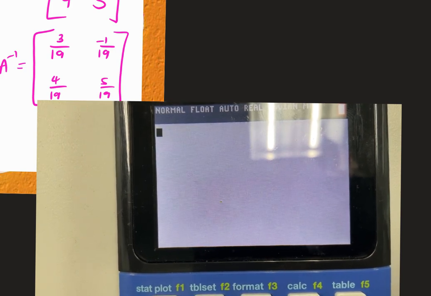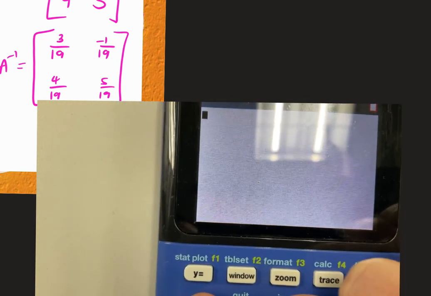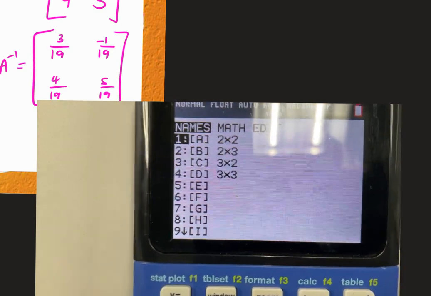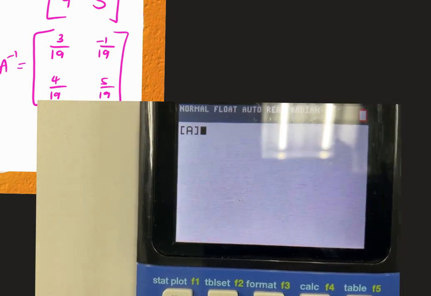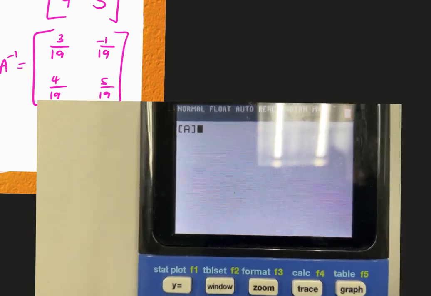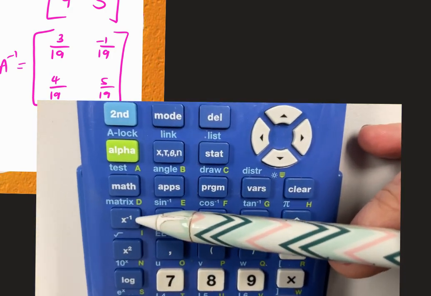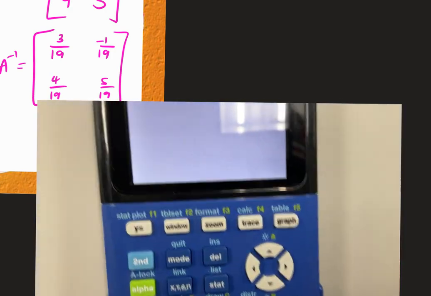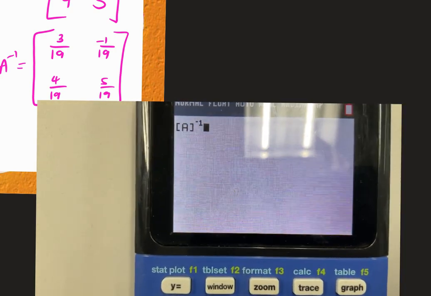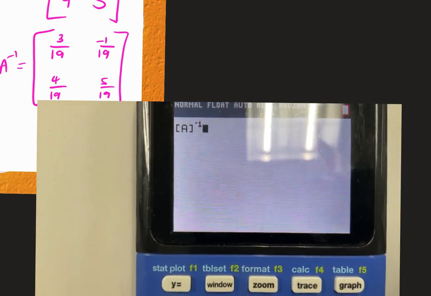And then I have to give the name of the matrix. So I go second, matrix. This time under names, I pick A. And then I want to raise it to the negative 1. So right where it says the matrix button, there's a little button that says x negative 1. Just hit that. Or do your little caret and do negative 1. It doesn't matter. It's the same thing. And then hit enter. And then you get ew.